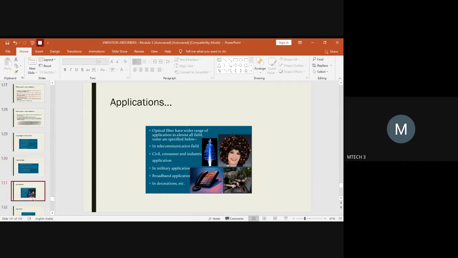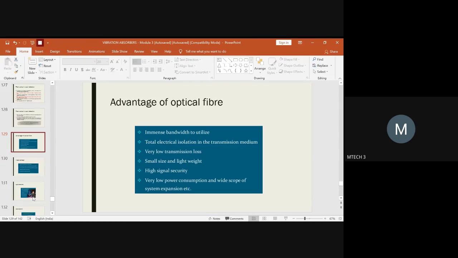Some applications are there. To end with optical fiber, the advantages are: mainly optical fibers can be used to get immense bandwidth. So you can get light rays of the required bandwidth, and all the light rays of the required bandwidth could be utilized very effectively. Secondly, it gives total electrical isolation in the transmission media. We have understood the transmission characteristics of optical fibers. This helps in isolating electrically, and it helps in transmitting the required light rays, right? Hence it is called electrical isolation.